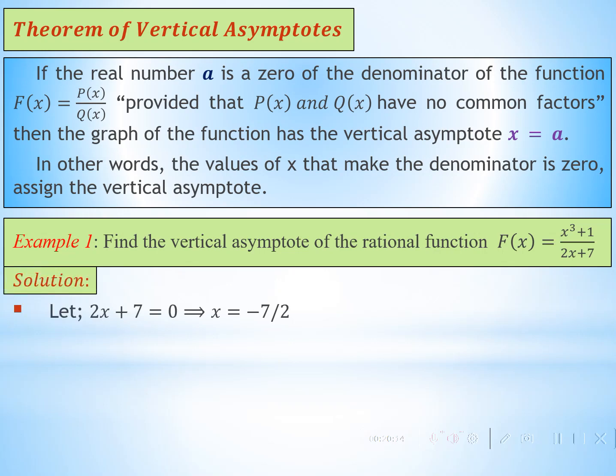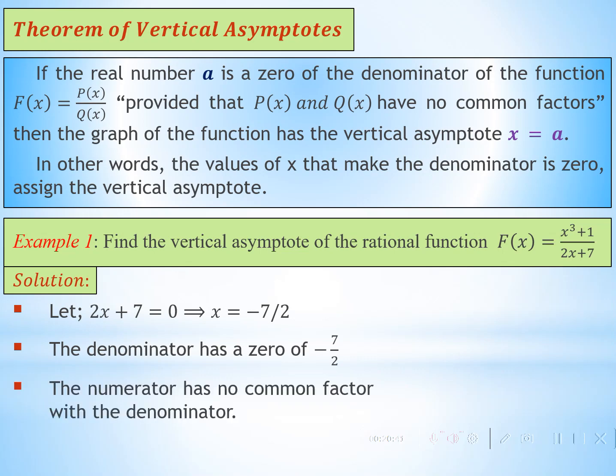By solving the denominator, 2x plus 7 equals 0, moving 7 to the right, we get minus 7 over 2. So x equals minus 7 over 2. There is a zero at x equals minus 7 over 2. And looking at the function, there is no common factor between the numerator and the denominator. Finally, the vertical asymptote is x equals minus 7 over 2.